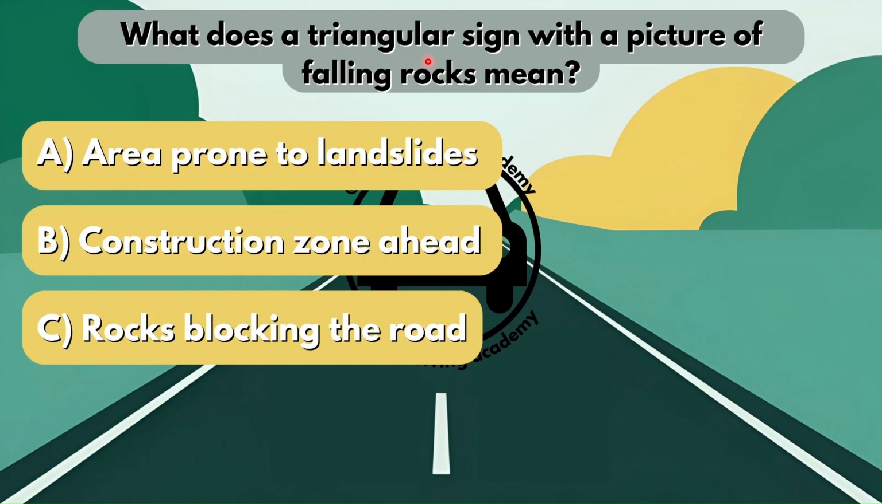What does a triangular sign with a picture of falling rocks mean? Is it option A, area prone to landslides? Is it option B, construction zone ahead? Or is it option C, rocks blocking the road? Now, if you see a triangular sign with a picture of falling rocks, it means that this area is prone to landslides. So it's option A.